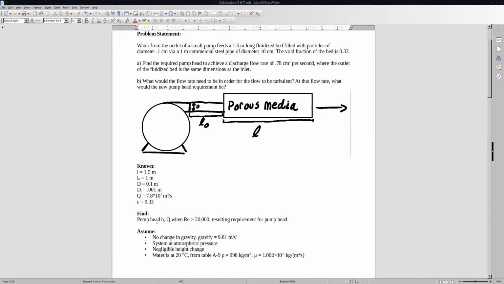And we're tasked with finding the pump head requirement for a flow rate, and then also finding the flow rate that would make this system have turbulent flow, and then from that turbulent flow, the resulting pump head requirement.